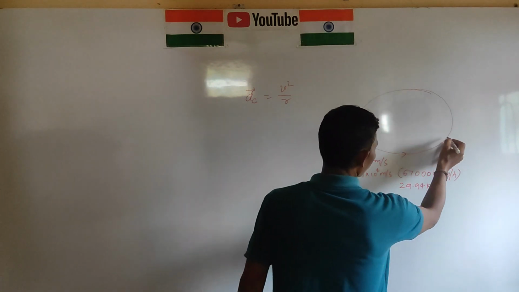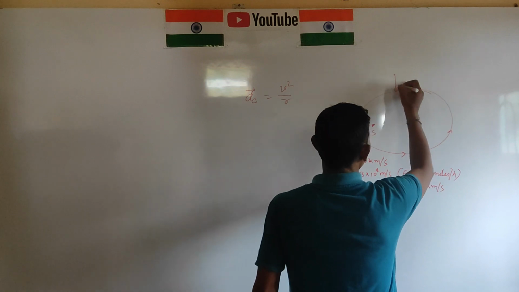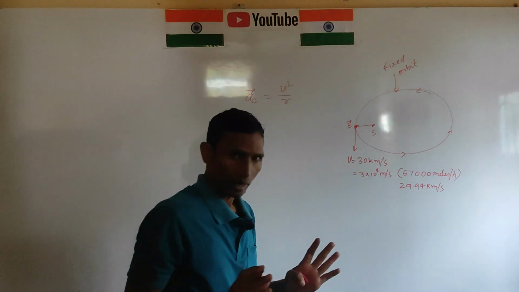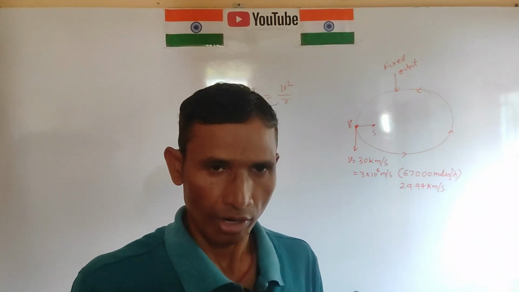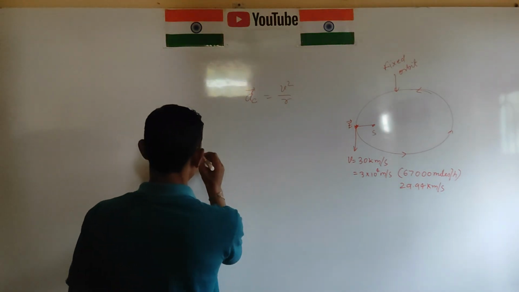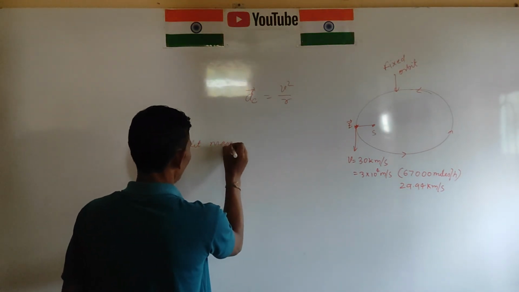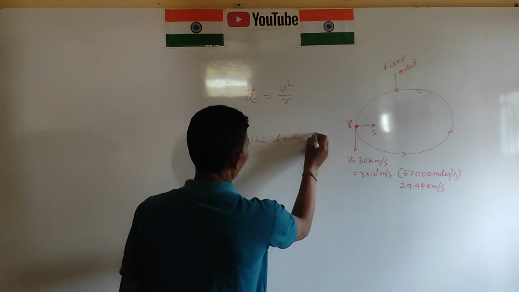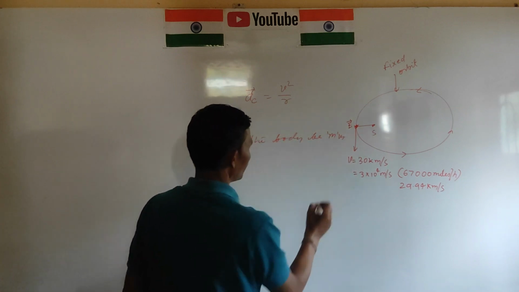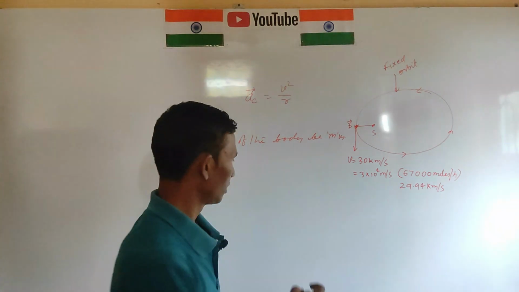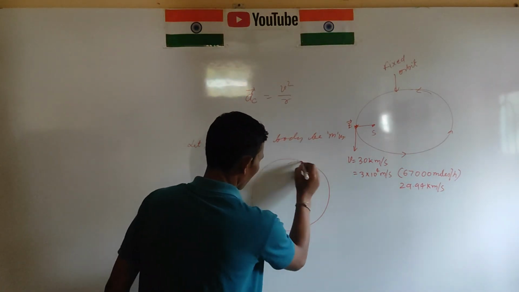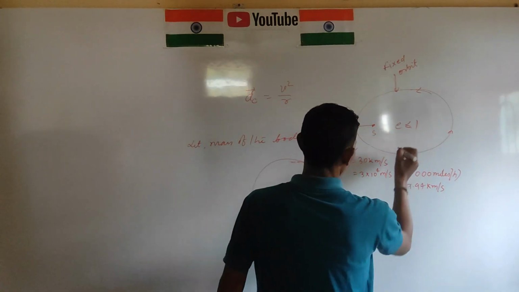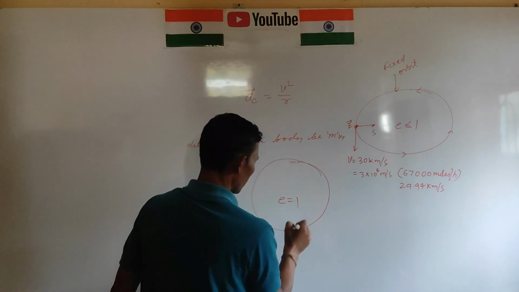Here is the fixed orbit. Whenever any body of mass m, let the mass of the body be m kg, and it is moving in a circular path, and here is the fixed orbit. Here the eccentricity is 0.